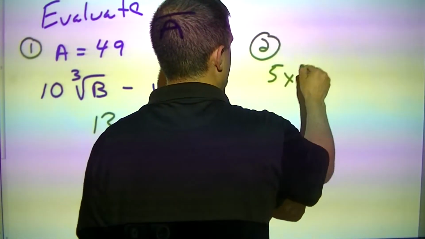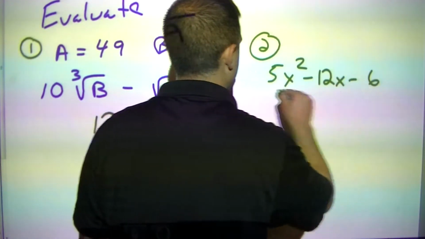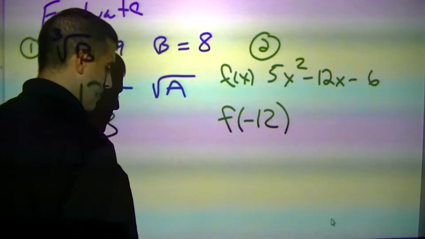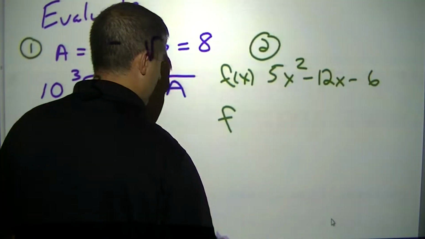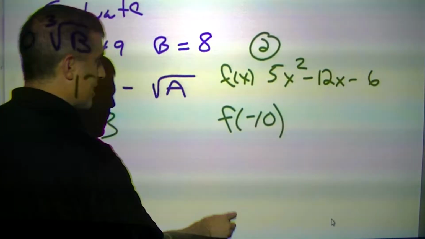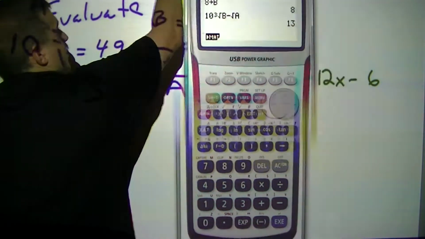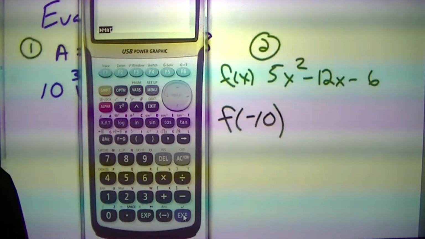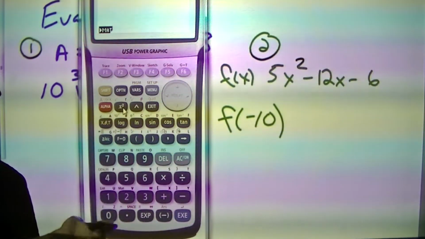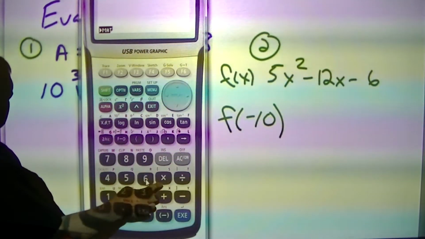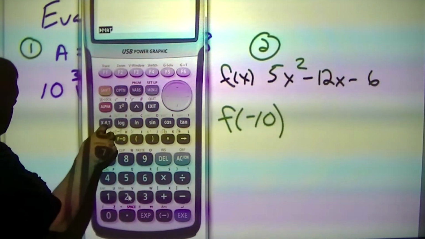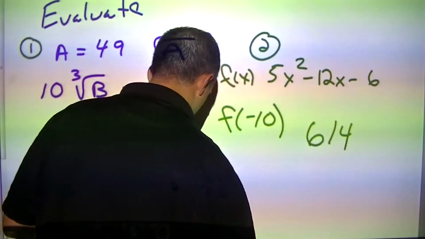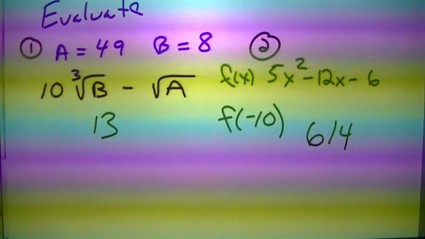Okay? Another type of question that you could get with evaluate would be something like this. Let's say 5x squared minus 12x minus 6. And they put a little f of x thing here, and they say find f of negative 12. Okay? No, let's not do negative 12. Let's do f of negative 10. So what that's telling you to do is take negative 10 and program that in for x. So I got 5x squared minus 12x minus 6. And I get an answer of 614. Simple evaluate-based question. Okay? All right?